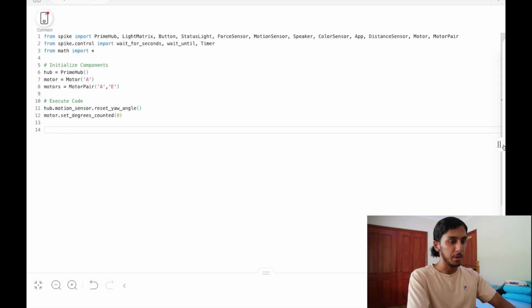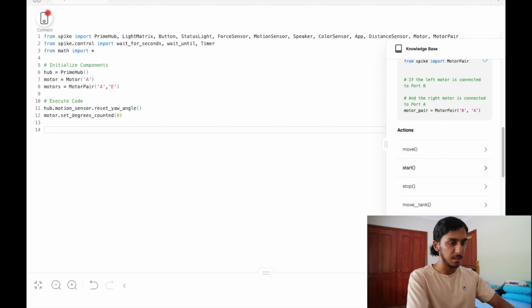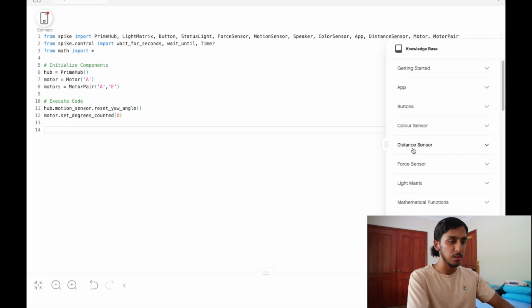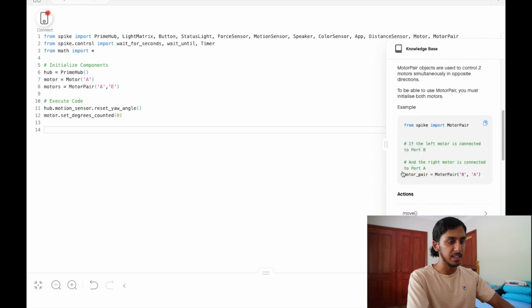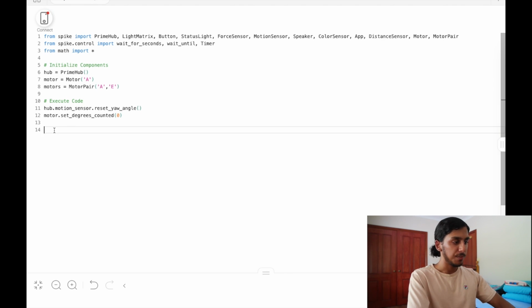If you want to know where it is in the knowledge base, it's probably somewhere in motor pairs, this kind of thing. Start moving, stop moving. Or if it's not there, then it may just be in the singular motors. Anyways, if you've got this video, you don't really need the knowledge base though. So the first 2 things: reset our angle for the gyro sensor, and then reset our motors to make sure it's 0 degrees. Now we're all set to actually code the Gyro straight.